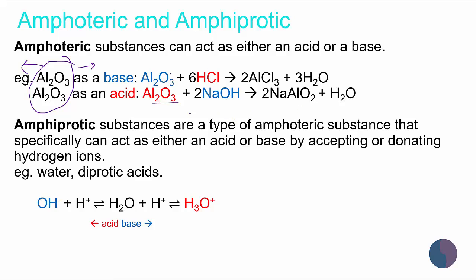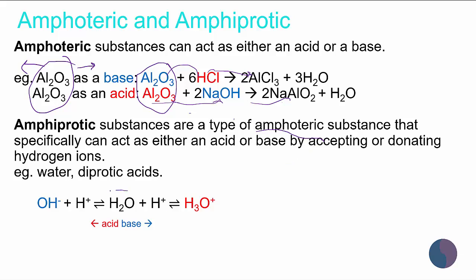But here we have the aluminium oxide neutralizing acid, so acting as a base, to make salt and water, and neutralizing base to create a compound in water. So that's amphoteric. It's acting as either an acid or a base. If substances are giving or taking protons specifically, then they're a special type of amphoteric substance called amphiprotic.